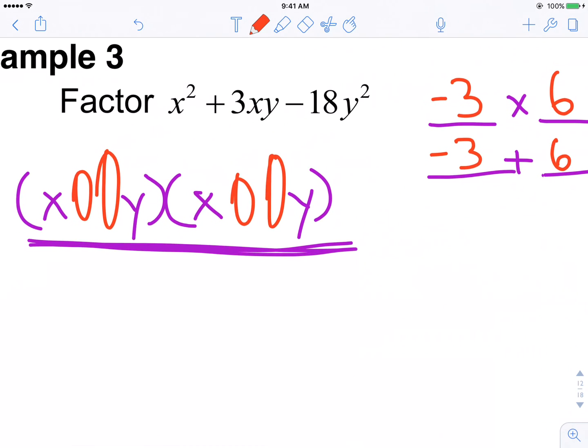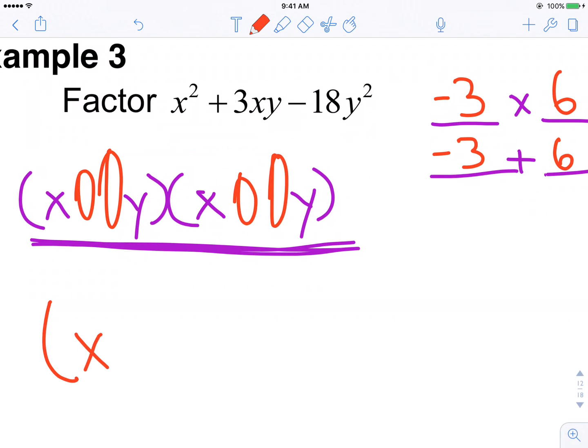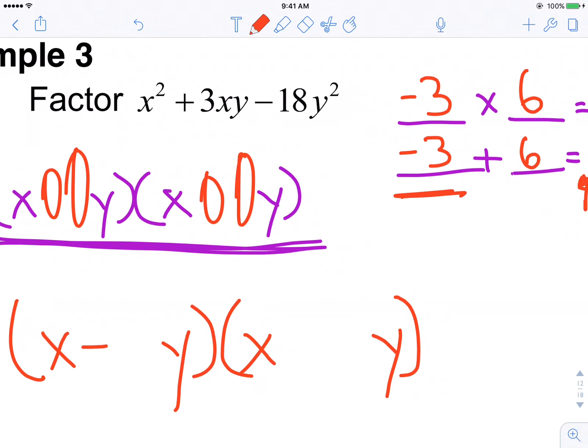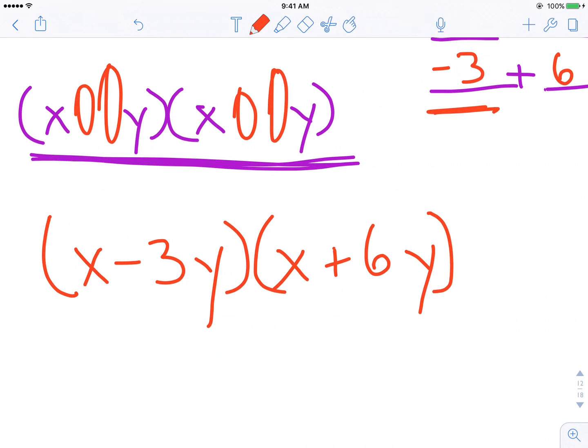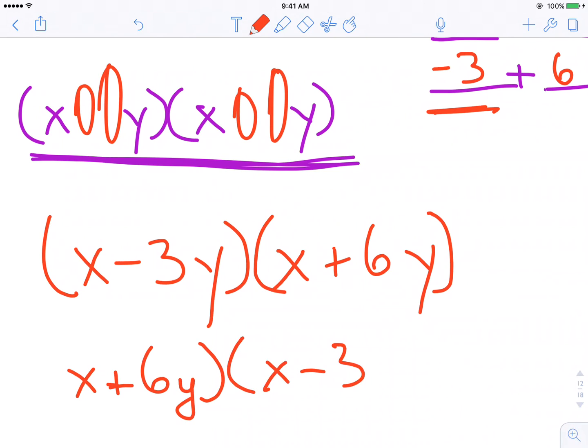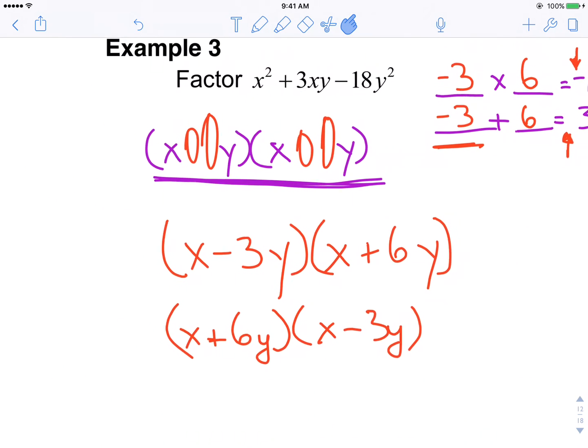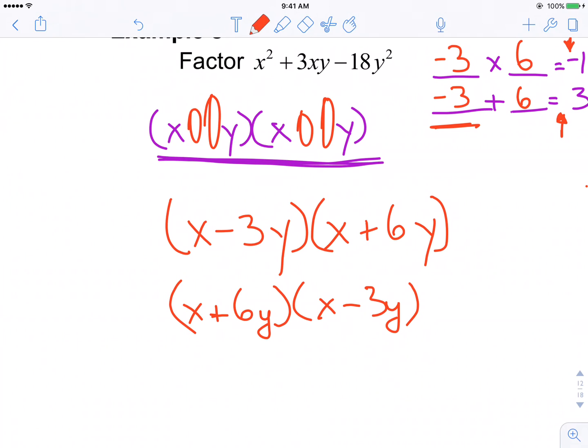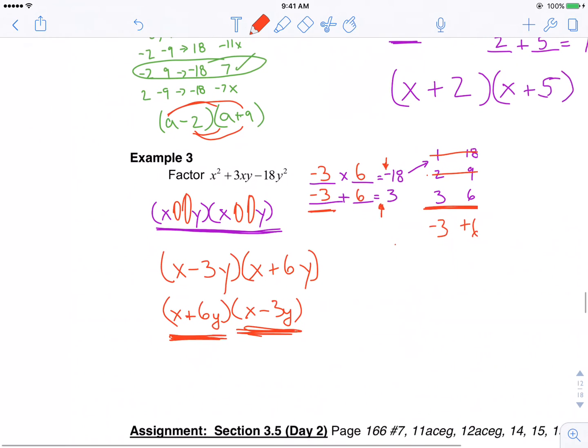Now I can go back to my binomial brackets with my x, my y at the end. I know that my first integer is minus 3, so minus 3y, and my second one is plus 6y. Does it matter which order, x plus 6y or x minus 3y? Absolutely not. Either is absolutely correct. Just make sure that as you're checking and working through answers, you have that combination in this binomial and this binomial. It doesn't matter which one's first. So you just need to make sure that that's correct.